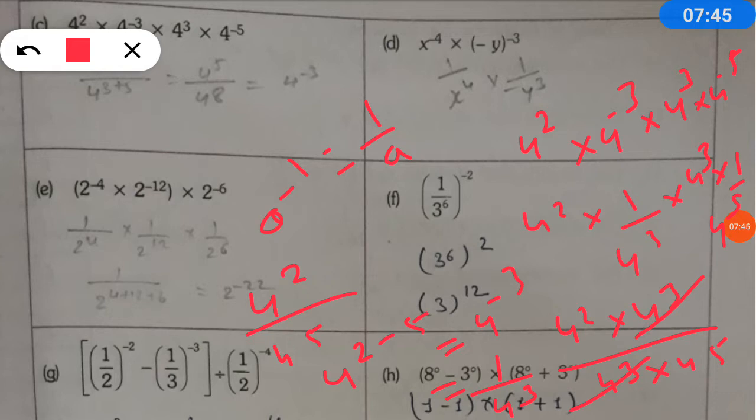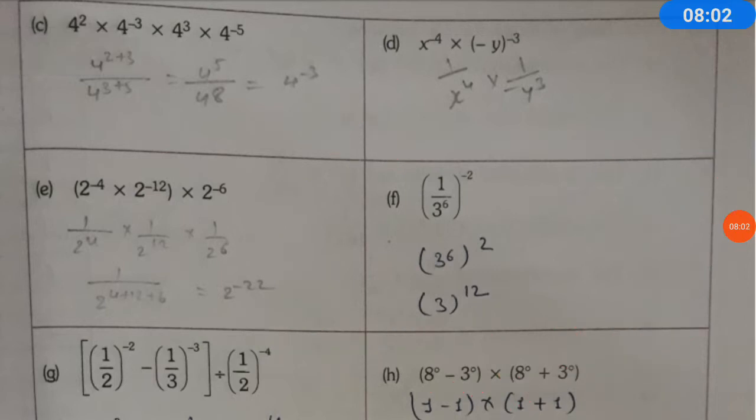Clear? Understood? Since it is said to simplify, we have to do the simplification. So if we are simplifying the number, 1 upon 4 to the power 3 is there, that means 4 into 4 into 4. Multiply all the three 4s and get the answer.